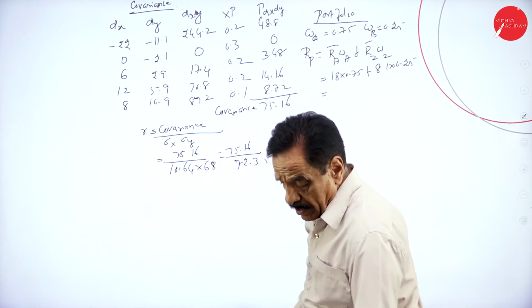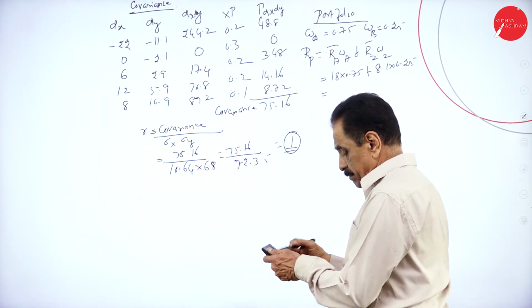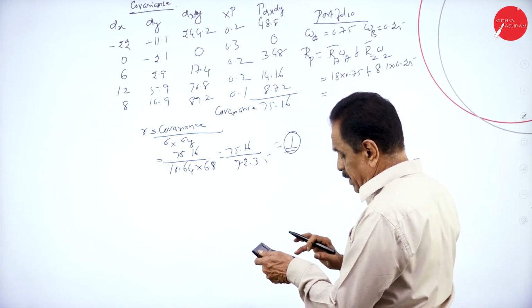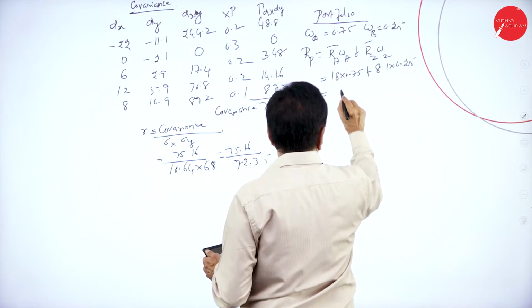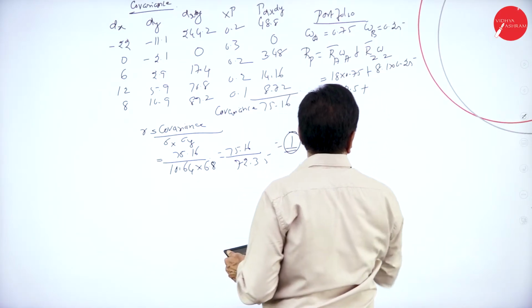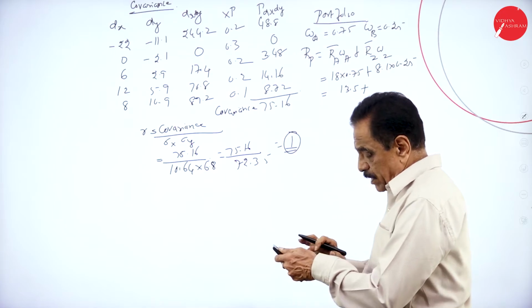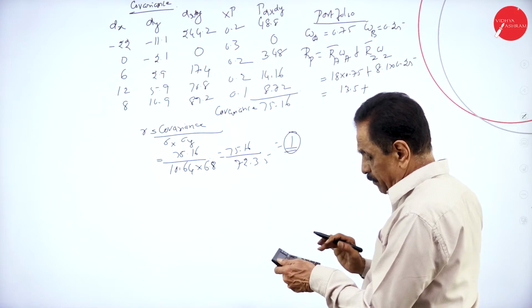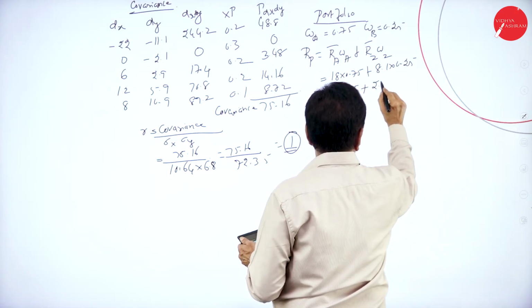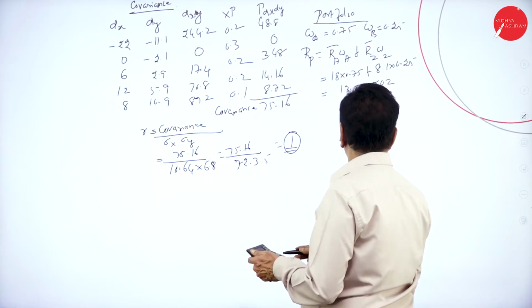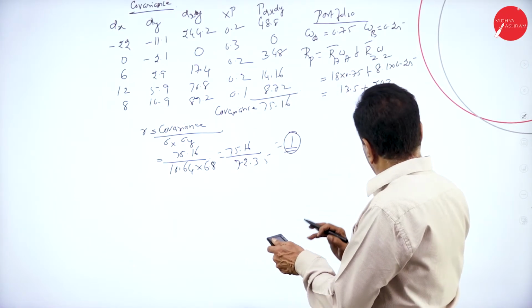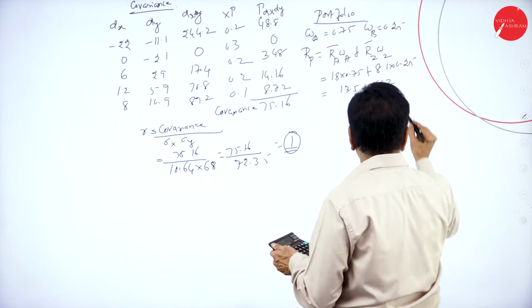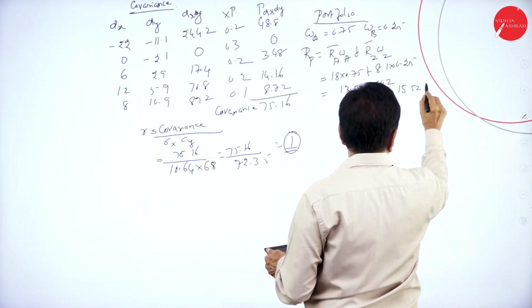Multiply 18 into 0.75, 13.5, plus 8.1 into 0.25, 2.02, is equal to 13.5 plus 2.02, 15.52%.